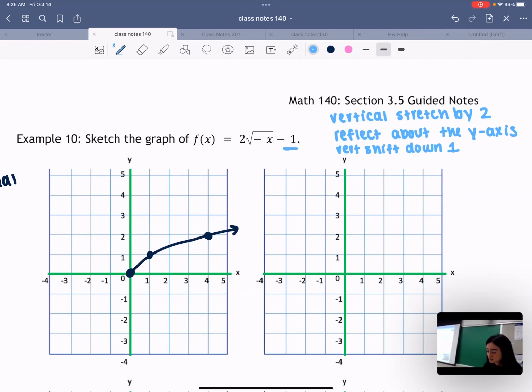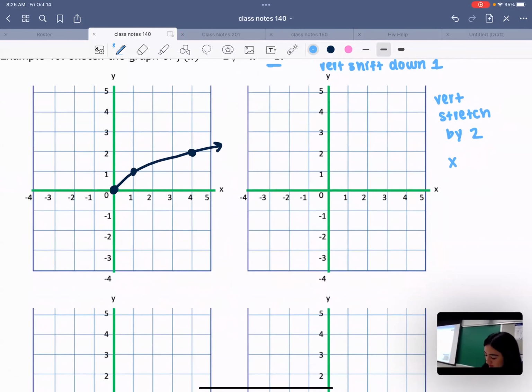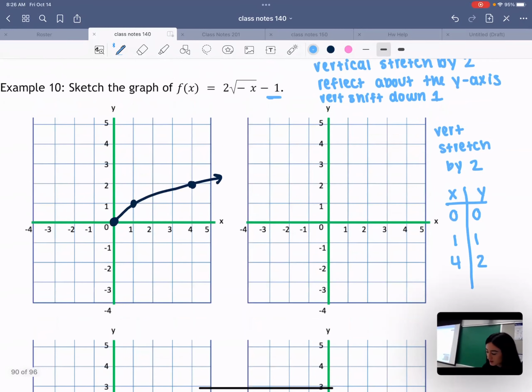Okay, so first let's do the vertical stretch. That seems like a good place to start. So vertical stretch by 2. Remember, we do vertical stretches by making our table and multiplying by the number with the y values. So I'm going to have my x and y values. The points I'm putting on my table are the points on the last graph that I drew. So I got 0, 0, 1, 1. And just because I feel like it, let's do the 4, 2. Then I multiply everything by what I'm vertically stretching by, which is 2.